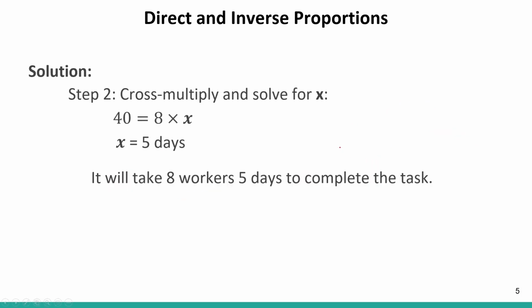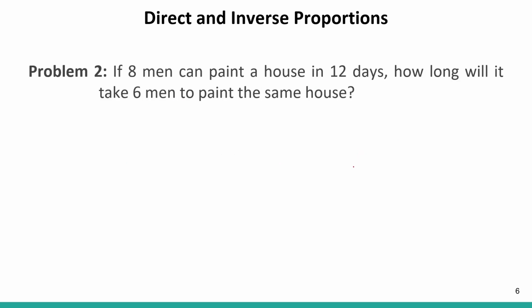Let's go forward with step number 2: cross multiplying and solving for x. So 40 is equal to 8 into x, which implies that x is equal to 5 days. So 5 days is the correct answer. For the 8 workers it will take 5 days to complete the same task that has been completed by 4 workers in 10 days. Let's go forward with problem number 2.